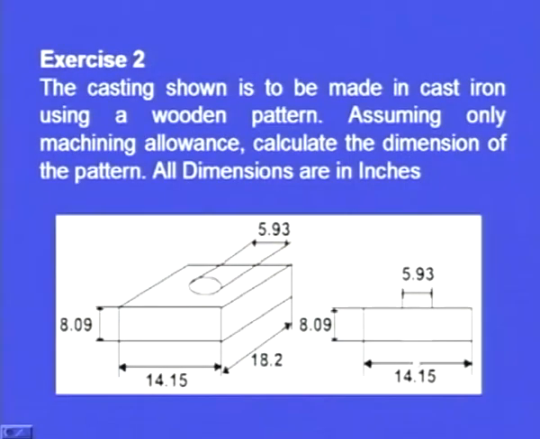Now let us solve one more problem. So here is the geometry of the casting which we want. The casting shown is to be made by cast iron using a wooden pattern. Assuming only machining allowance, calculate the dimensions of the pattern. So, here we can see one side is 14.15 inches, another side is 18.2 inches, and there is a circle that is 5.93 and the height is 8.09. And how to calculate this machining allowance?